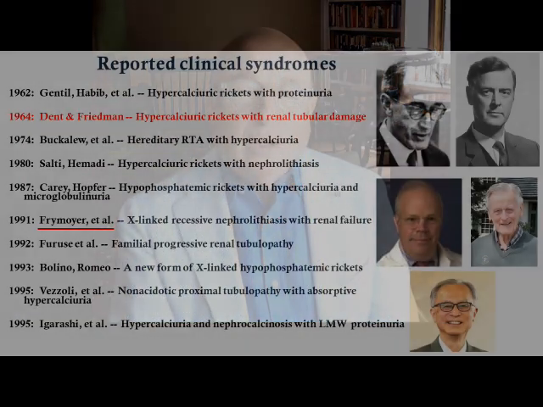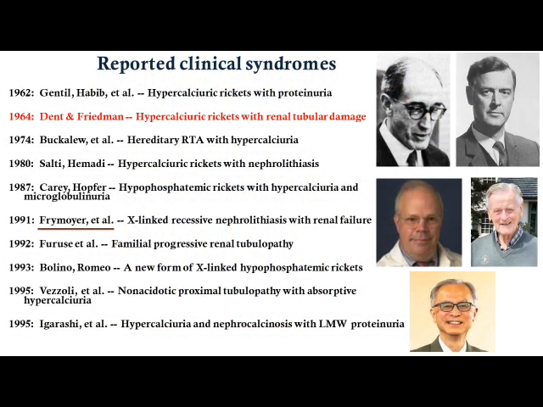Unfortunately, when I reached out to René Habib for samples back 25 years ago, it was already too late for her to identify and contact the patients, and so we will never have definitive confirmation of that suspicion. And of course, we all look back to 1964 and have named the disease in honor of Charles Dent, who reported these boys with hypercalciuric rickets and renal tubular damage.